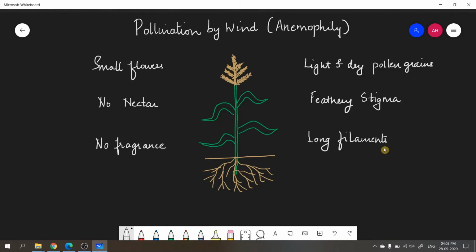So as an example, can you guess which plant this is? I'm sure you've guessed that right. You can post your answers in the comment section. Also give some more examples of Anemophily.